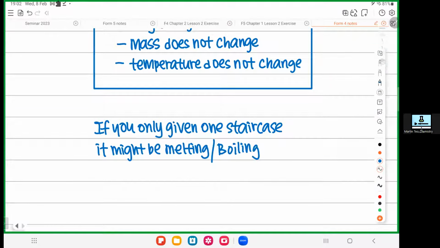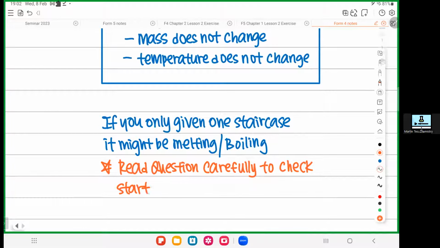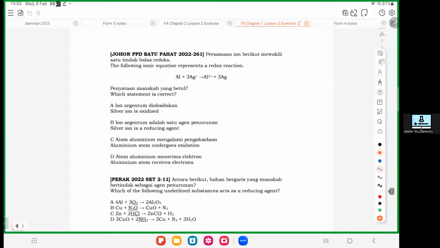You must read the question carefully to check the starting state. The starting state they give you is solid or liquid. If you only have one staircase, you need to check the question, because they will tell you whether they give you a solid or a liquid. What does it mean? Let me show you using this here.